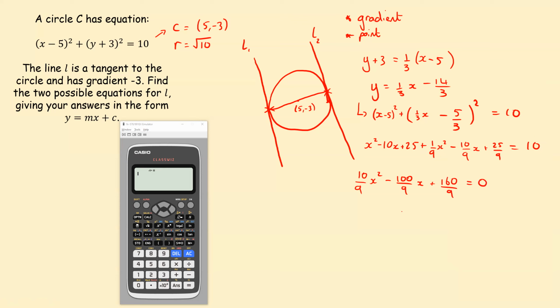So just rearranging gets me to here, which is, if we now divide everything by 10 and times through by 9, we get x squared minus 10x plus 16 is 0, which gives us (x minus 2)(x minus 8) is 0. So again, just a nice factorize there. Times them together to get 16 is minus 2 times minus 8, and when you add these, you get minus 10. That gives me that x is 2 or x is 8.